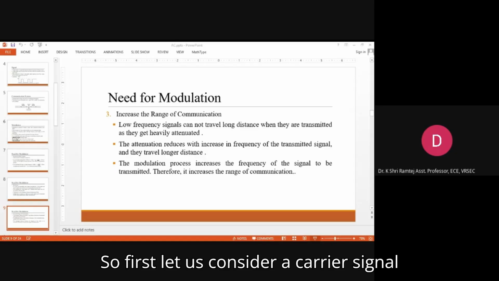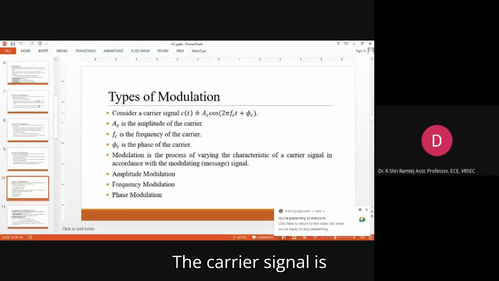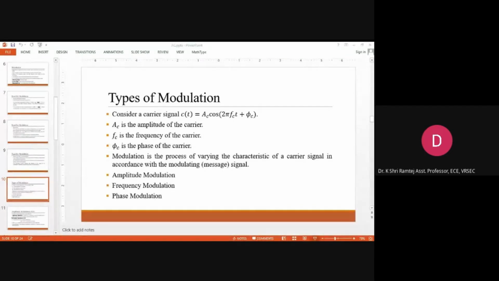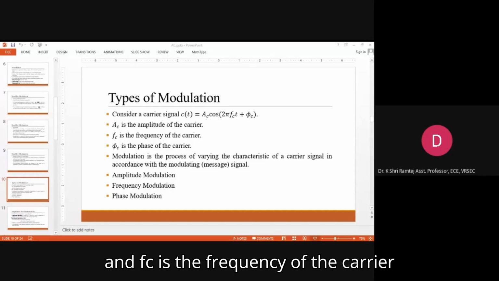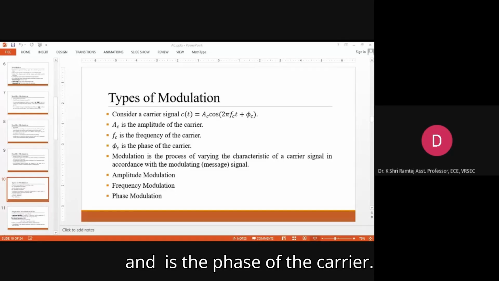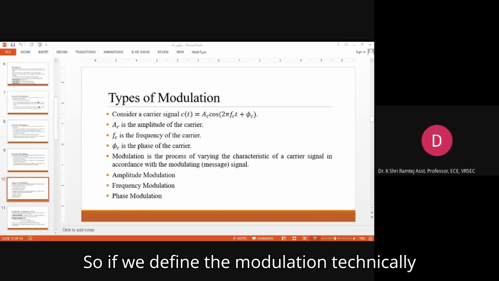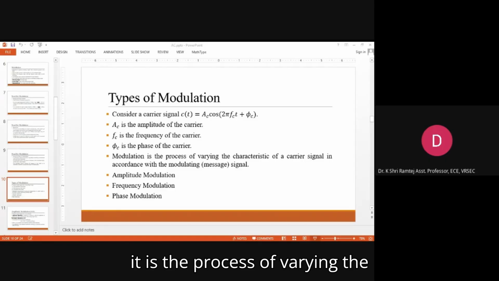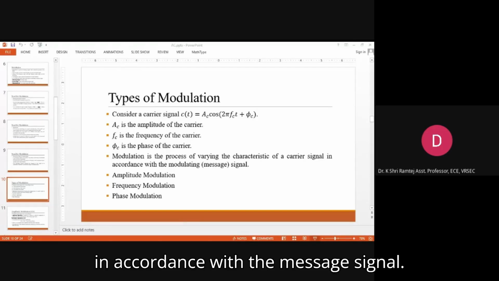So first let us consider a carrier signal. The carrier signal is Ac cos(2π fc t + φc). Here Ac is the amplitude of the carrier, fc is the frequency of the carrier, and φc is the phase of the carrier. So if we define modulation technically, it is the process of varying the characteristic of a carrier signal in accordance with the message signal.